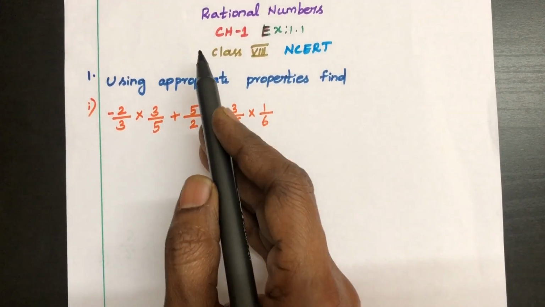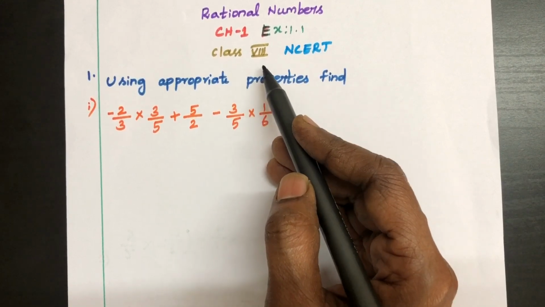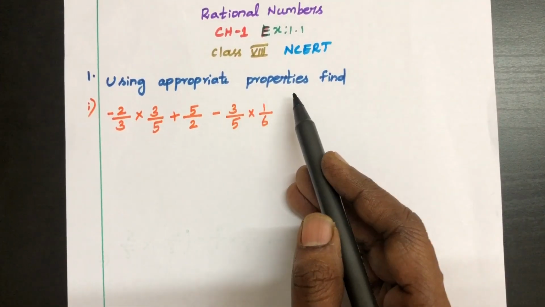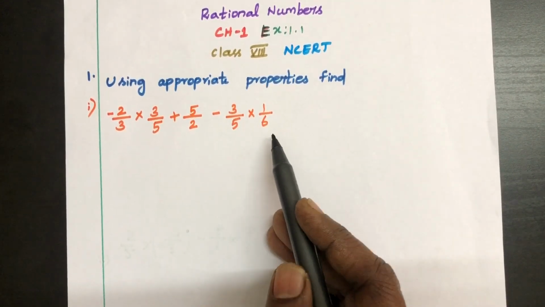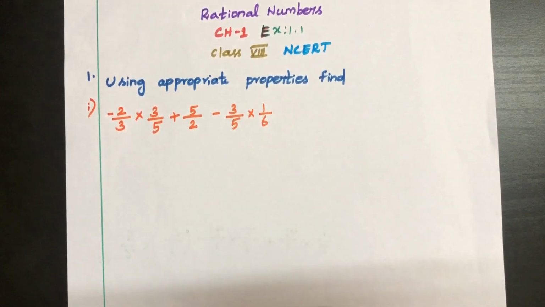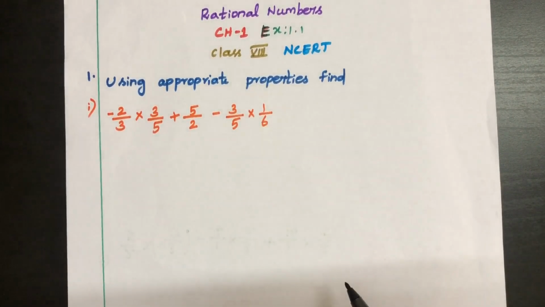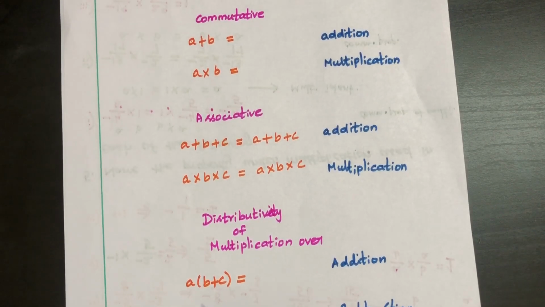Today we are going to learn rational numbers, chapter 1, exercise 1.1 for class 8 in NCERT book. First question, using appropriate properties, find. That means we are going to solve this problem using properties we have learnt in rational numbers so far. What are the properties we have learnt so far? We will have a fast recap of all the properties.